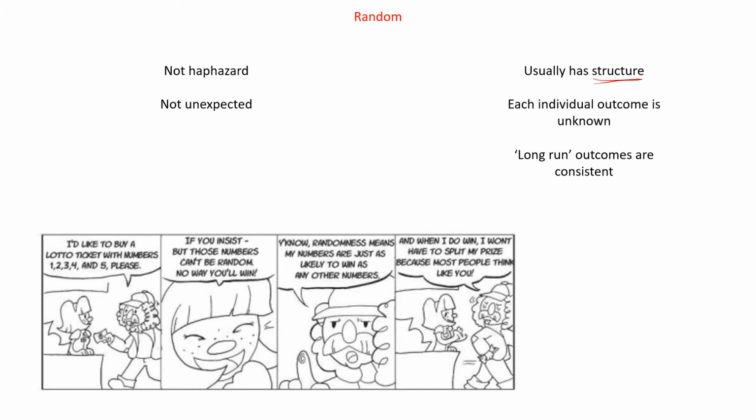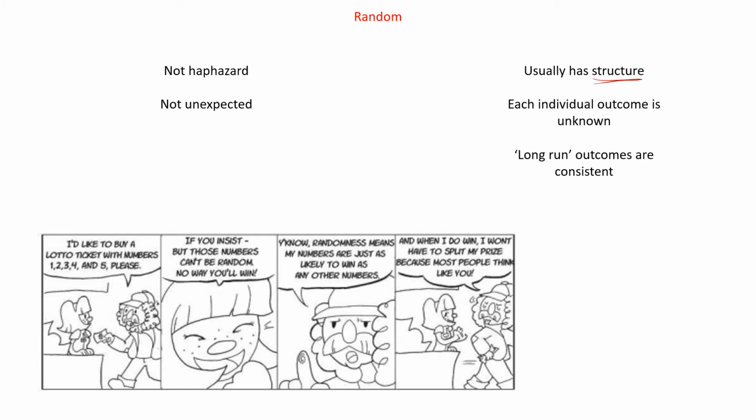This comic was in there, and it's pretty good. I actually have another comic. It's on the wall of my classroom, and I wish I had it. I want to say it's a Foxtrot, and it's about someone trying to make truly random numbers. But in this one, a guy comes in, hey, I'd like to buy a lotto ticket with numbers 1, 2, 3, 4, and 5, please. It's like, you're not going to win.